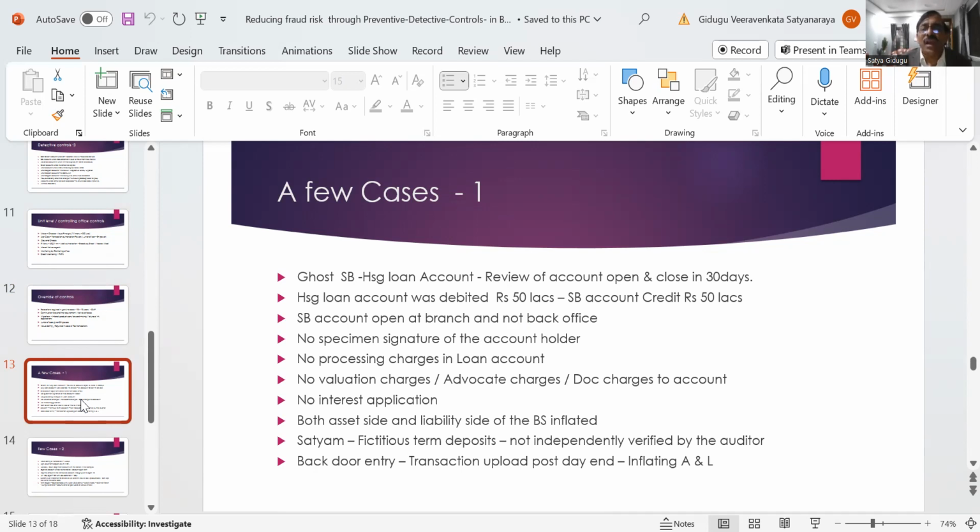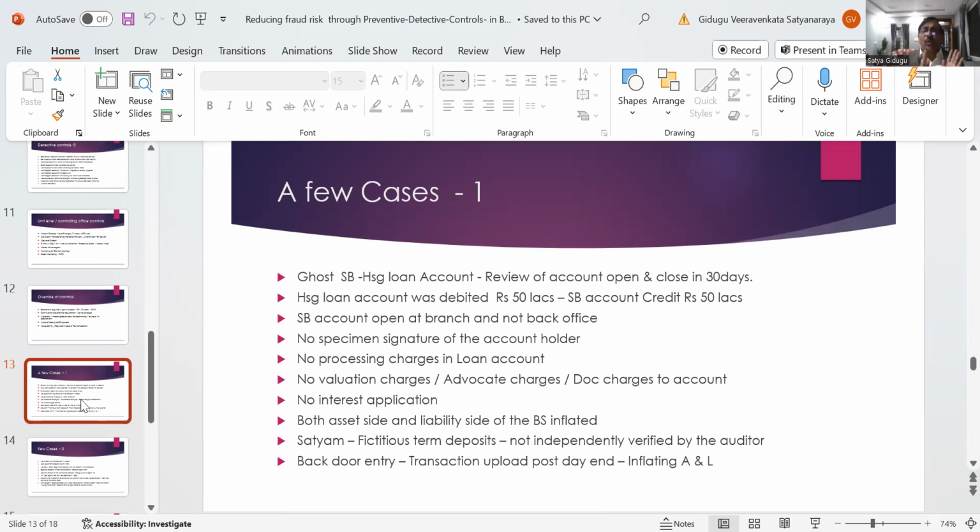Ramalinga Raju came to my office. He opened a ghost SP account, and the account opened was closed within 30 days. He opened a housing loan account, debited the housing loan for 50 lakhs and created an SP account credit of 50 lakhs. It's a balance sheet fraud. Dear friends, understand: one manager, with the help of an officer, opened one SP account.